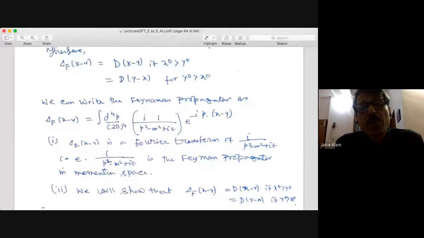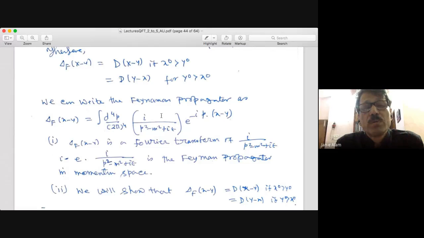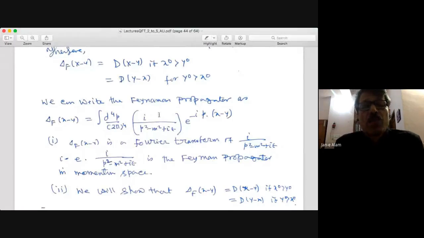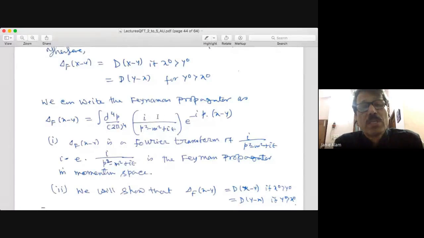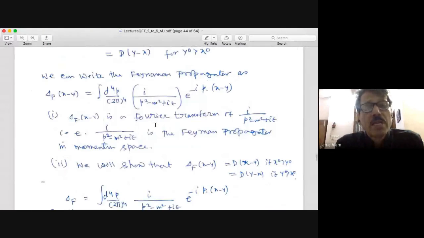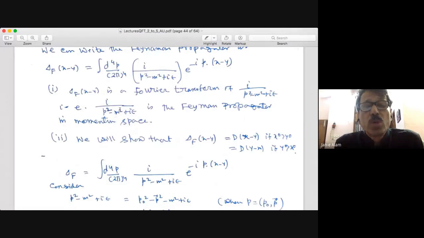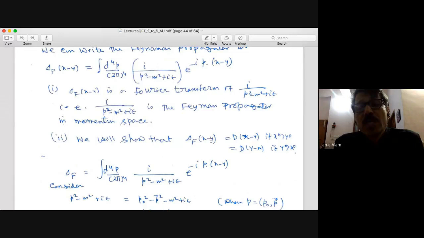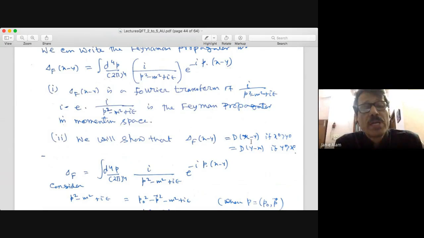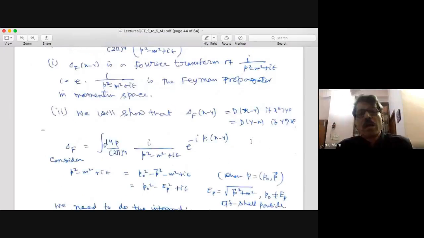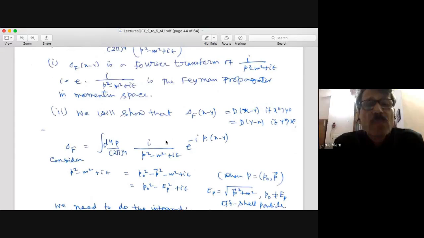So this is a very important component which we are going to build, that is, the perturbation theory for this field theoretic calculation. So this is the momentum space propagator, right? Now we will show you that this Δ_F(x minus y) is simply D(x minus y) if x⁰ is greater than y⁰, and it is D(y minus x) if y⁰ is greater than x⁰. And D(x minus y) and D(y minus x), this particular quantity we have already evaluated. Now let us evaluate these integrations. Okay, let us do that.